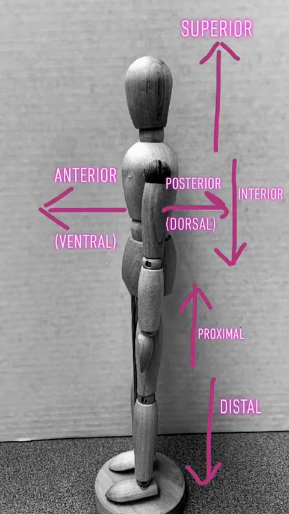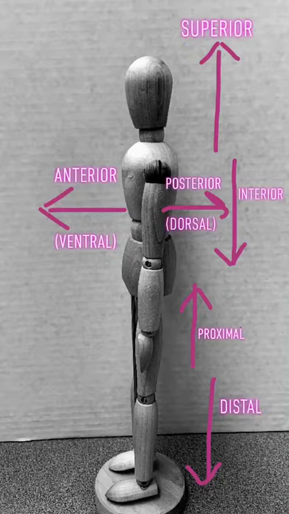So we have the superior, which is the upper, the inferior is the lower, the anterior is the front, also known as the ventral, the posterior, known as the dorsal, is the back, and we have the proximal, which is the point of origin, and distal is the point away from the origin.